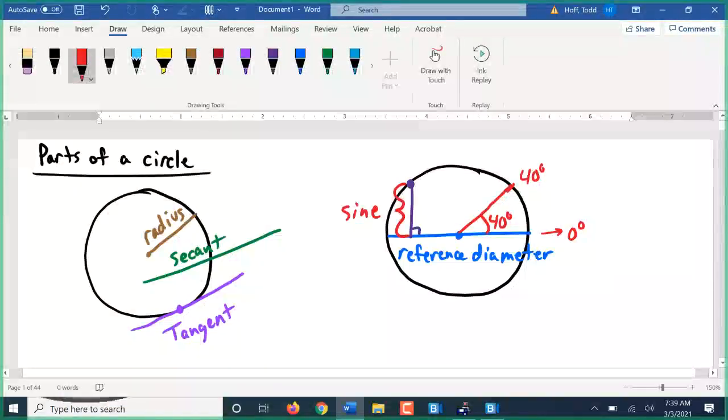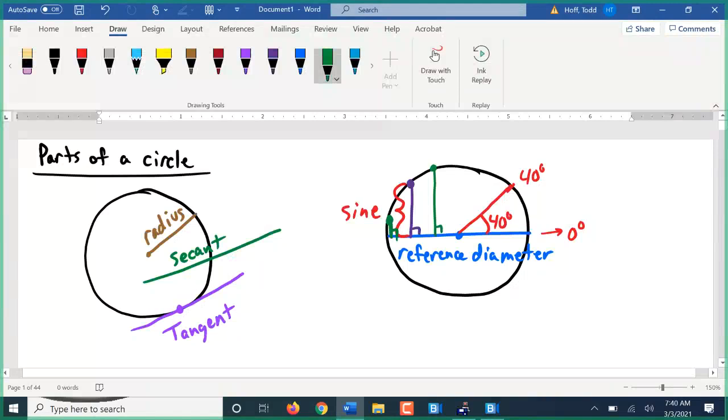Every point on this circle has a different sine. This point here has a little bit larger sine than the one we defined there. This point down here, significantly smaller sine. Every point on the circle has its own sine.